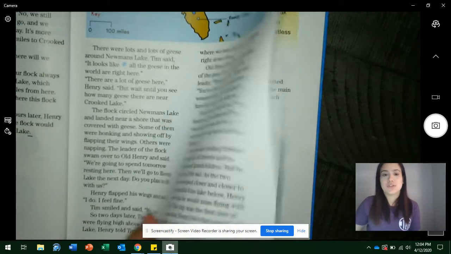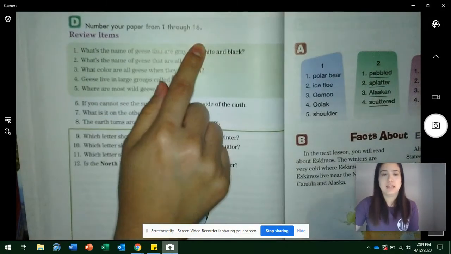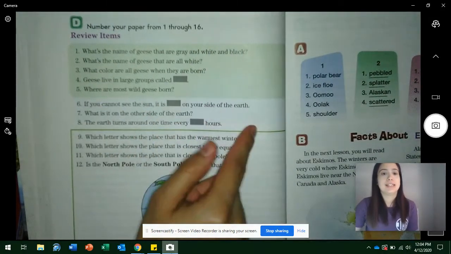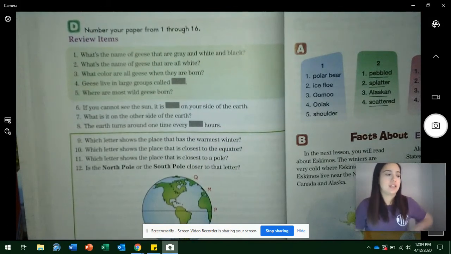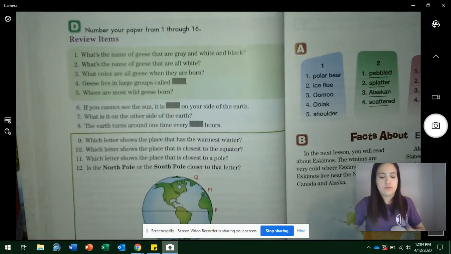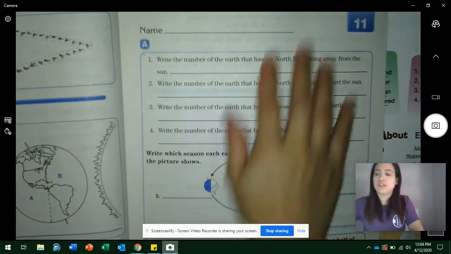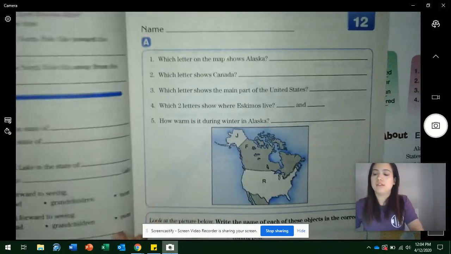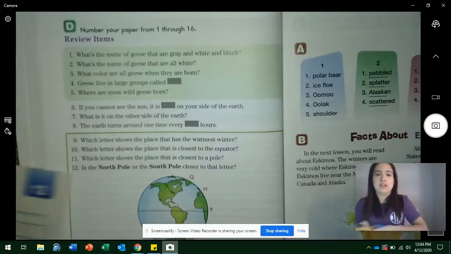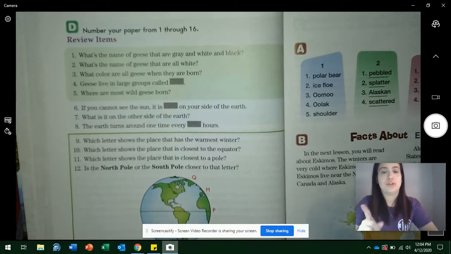And now it's your turn. Make sure that you answer the questions. Number your paper from 1 through 16. Your heading, you write lesson 11. You answer the questions, and then you also go ahead and work on your workbook for lesson 11 right here. Go ahead and also answer the questions for lesson 11 and do the back as well. And then make sure to take a picture of your work and turn it in below. Now you look for Trine and you turn it in the regular way.